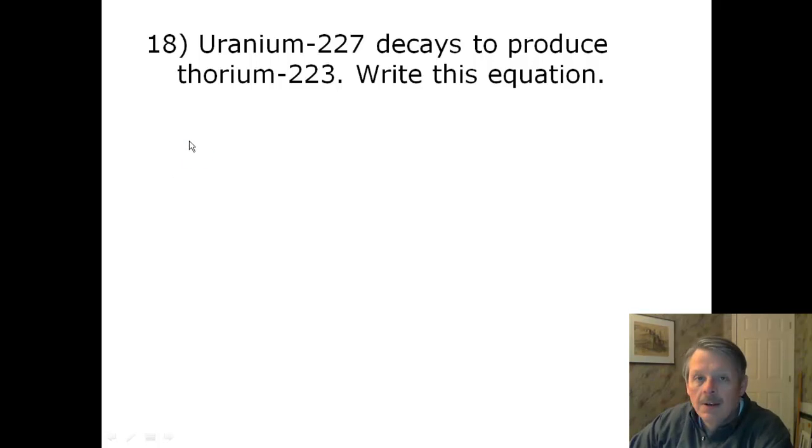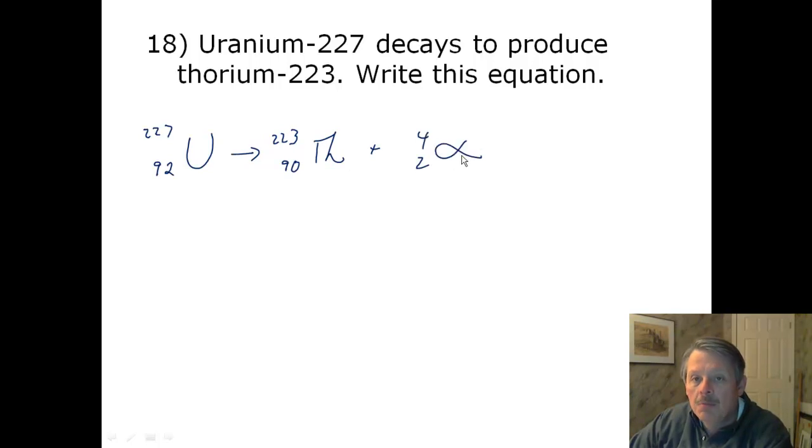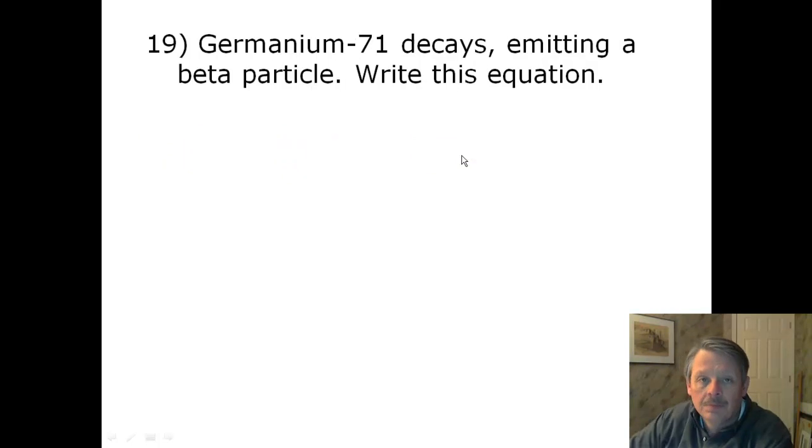All right, number 18, uranium 227. Uranium is always number 92, and it decays to produce thorium 223. Thorium is number 90. So when I do the math here, I notice that I have 4 on top and 2 on the bottom. So that must be an alpha particle. Only a few more to go.